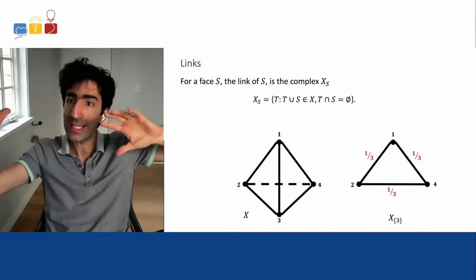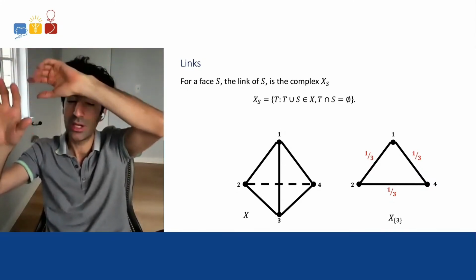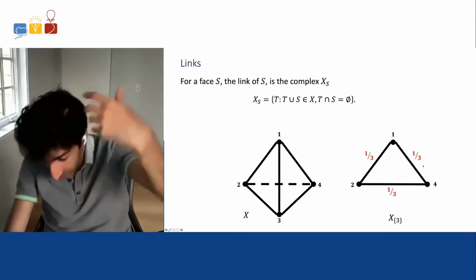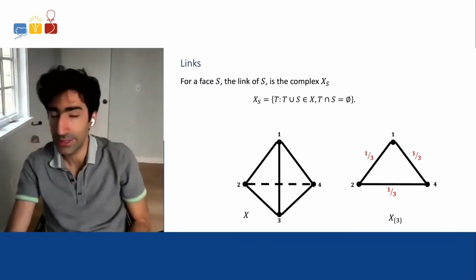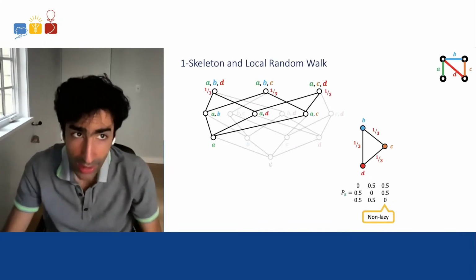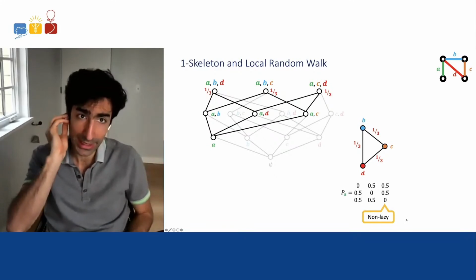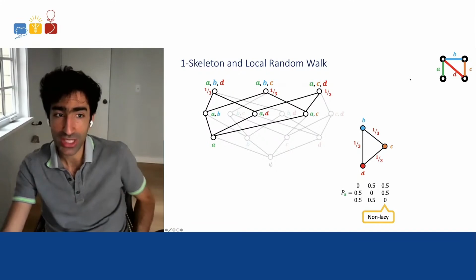Okay, so if you have a complex with distributions associated to some faces, when you fix some face S, you're going to get another simplicial complex, which is the link at S, X of S, and the probability distributions correspondingly extend to this new link. So let me show you one more example and then tell you about the one skeleton and local random walk. So let's look at, again, our spanning tree example.